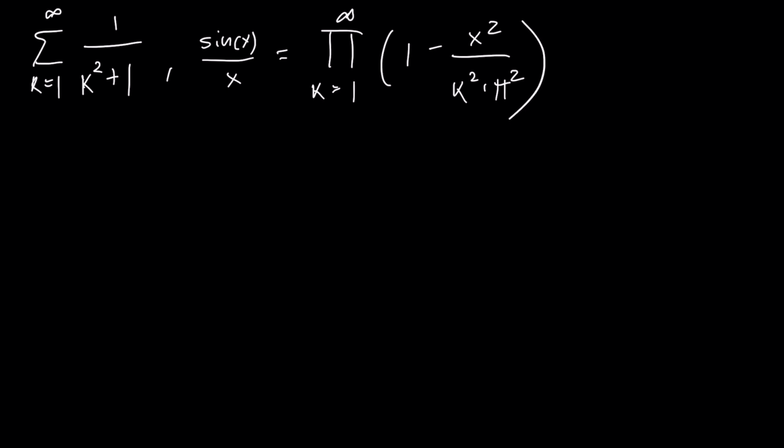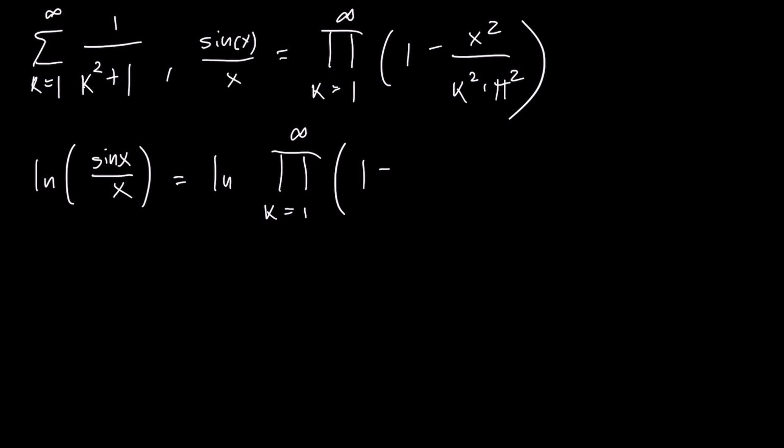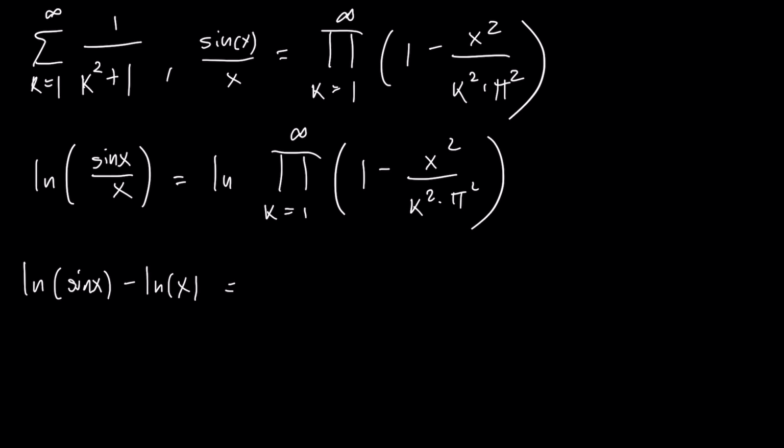And using this, we would take the natural log on both sides. So the natural log of the sine of x over x equals the natural log of the product from 1 to infinity of 1 minus x squared over k squared times pi squared. And using logarithm rules, we will separate this into the natural log of the sine of x minus the natural log of x equals the natural log of a product, which is the same thing as the sum of logarithms. So this is the sum from 1 to infinity of the natural log of 1 minus x squared over pi squared times k squared.